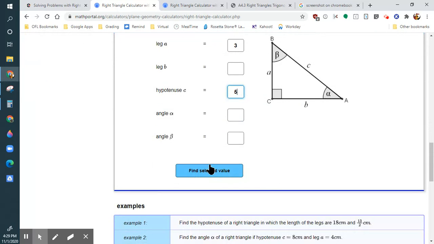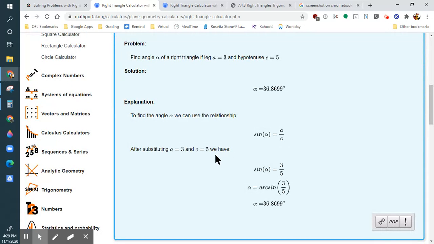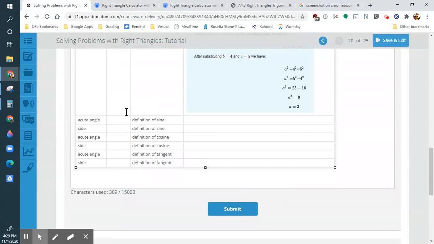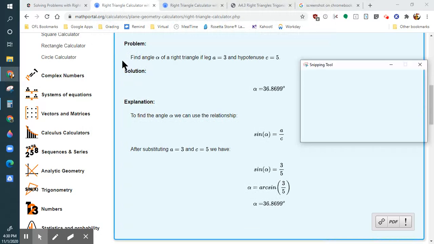So let's see if this works. This thing should tell you if you mess up, by the way. So it looks like this works. It's a weird angle, but hey, it works. So I'm going to say that A equals 3, and C equals 5. And using the definition of sine, and this did use sine, you can always see that this is working. I'm going to take another screenshot.